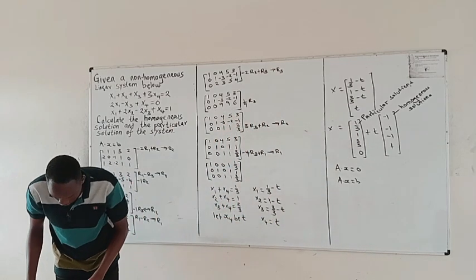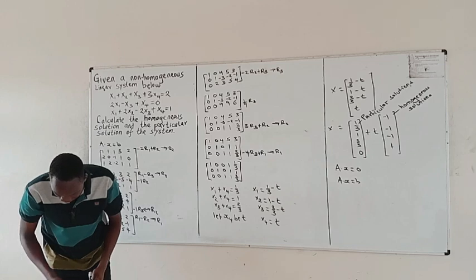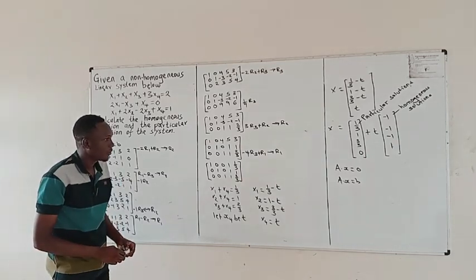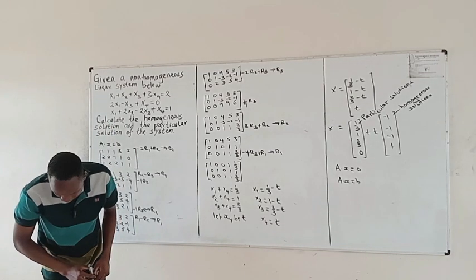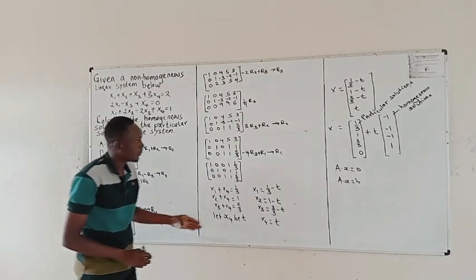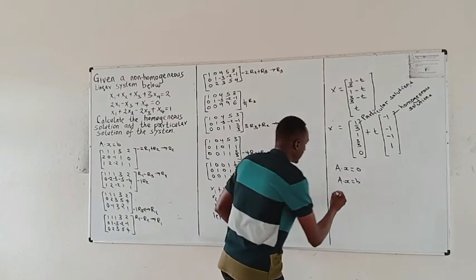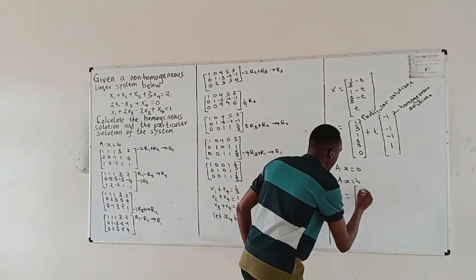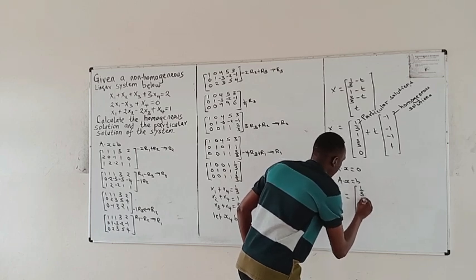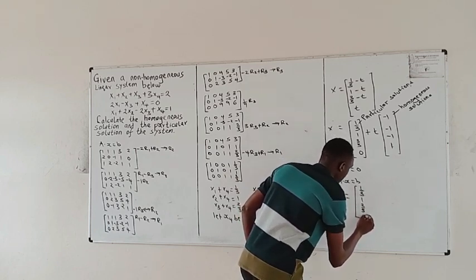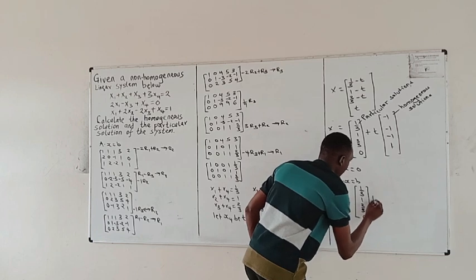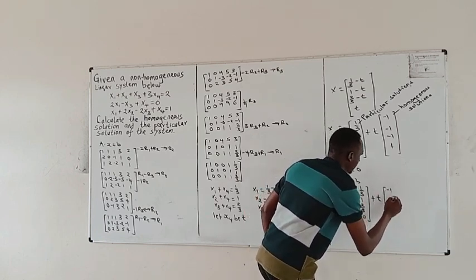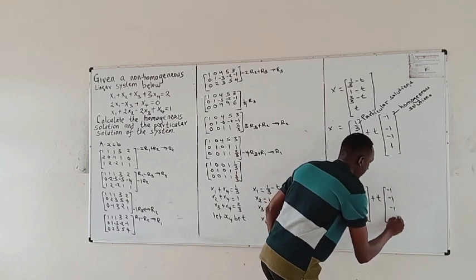Our next question was, write the general solution of the system in vector form. It's actually this. When you write it in vector form, it's just a third, 1, 2 over 3, 0, plus t into negative 1, negative 1, negative 1, and 1.